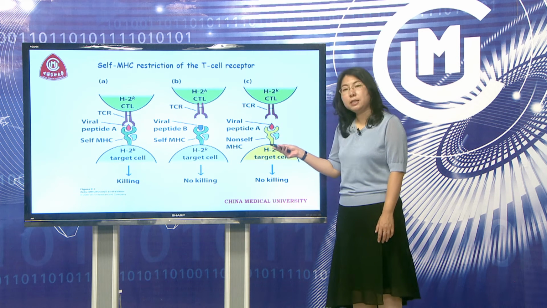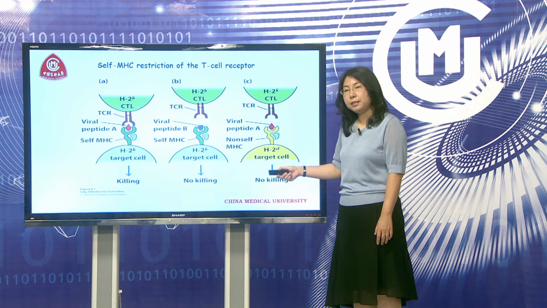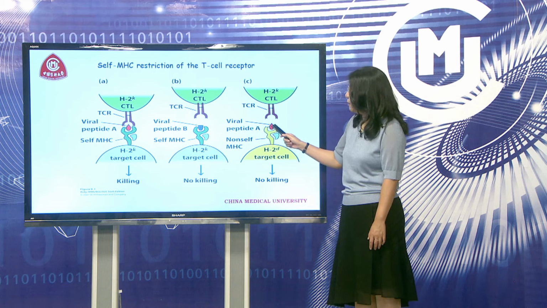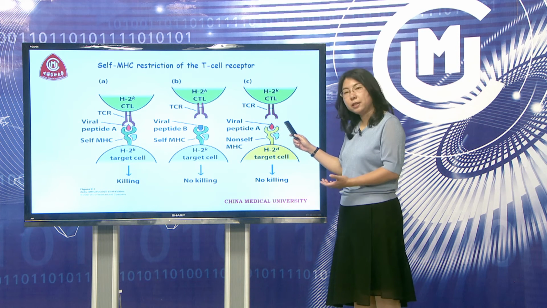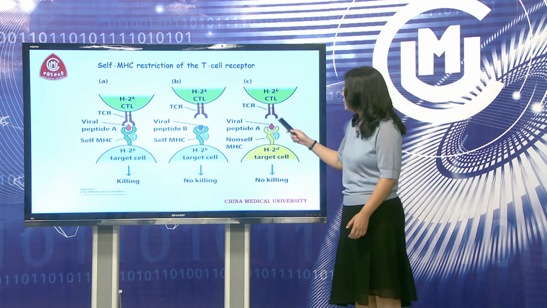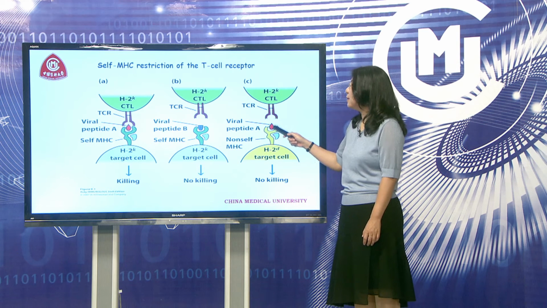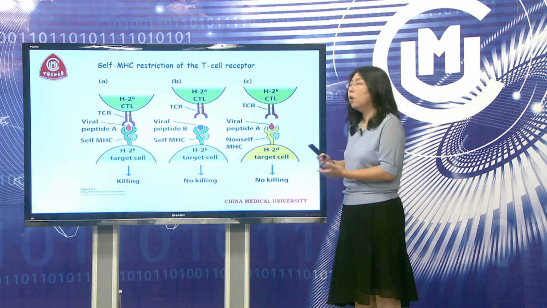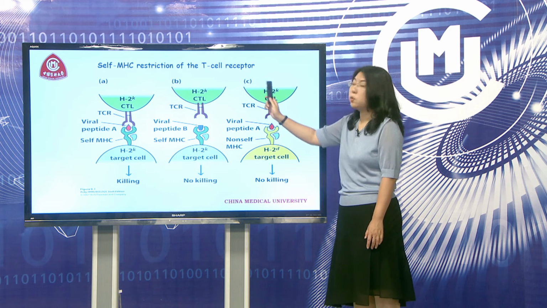For the T cell to transfer the signal, the T cell must recognize the MHC molecule presenting the peptide. For the T cell to recognize this antigen, there are 2 conditions. First, the TCR recognizes this peptide; this is specific. Second, this TCR and this MHC must match. We call it self-MHC restriction.